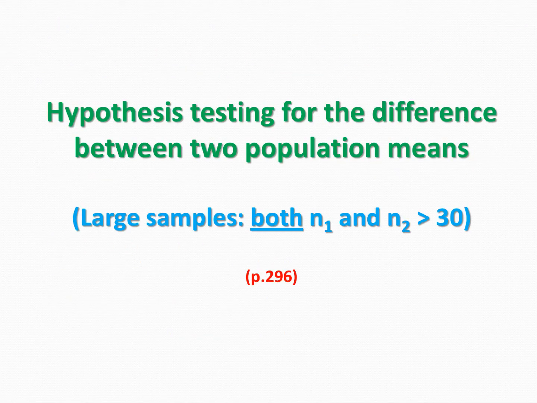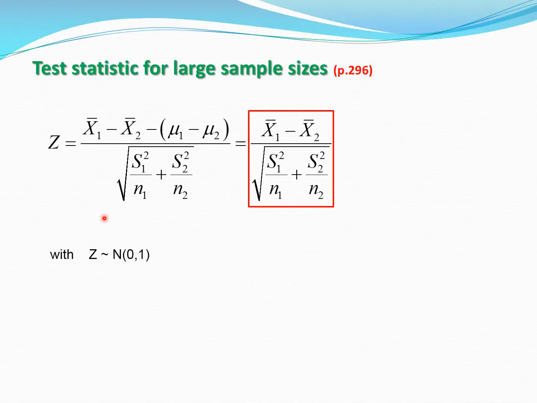We use large samples when both the sample sizes that you draw from the two populations that you are testing have more than 30 elements. The test statistic for large sample sizes is given by this formula, but under the null hypothesis we specify that there is no difference between the two population means, so we can simplify that formula to this. Above the line you then have the difference between the two sample means, and then below the line you have the square root of the sum of the sample variances over the two sample sizes.